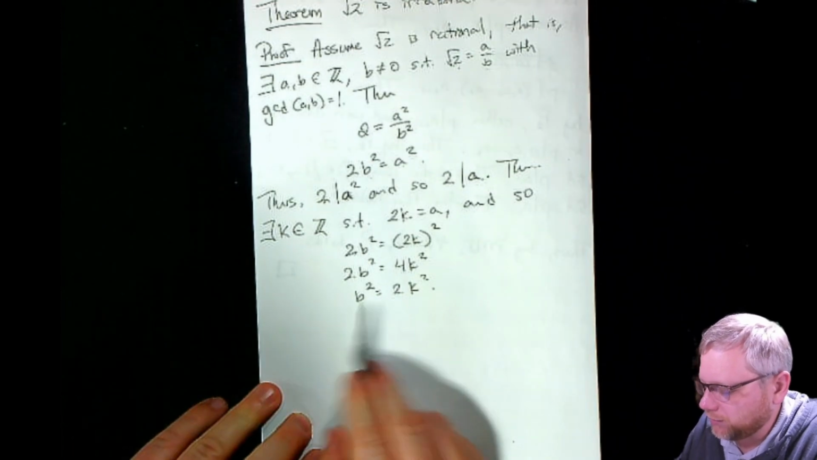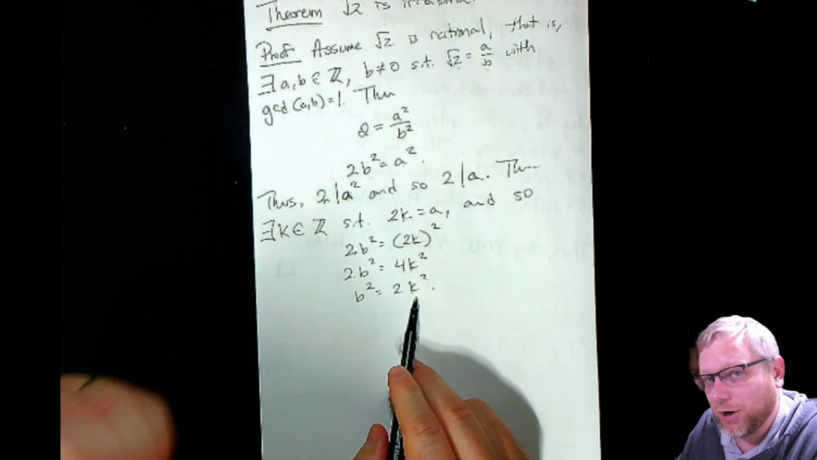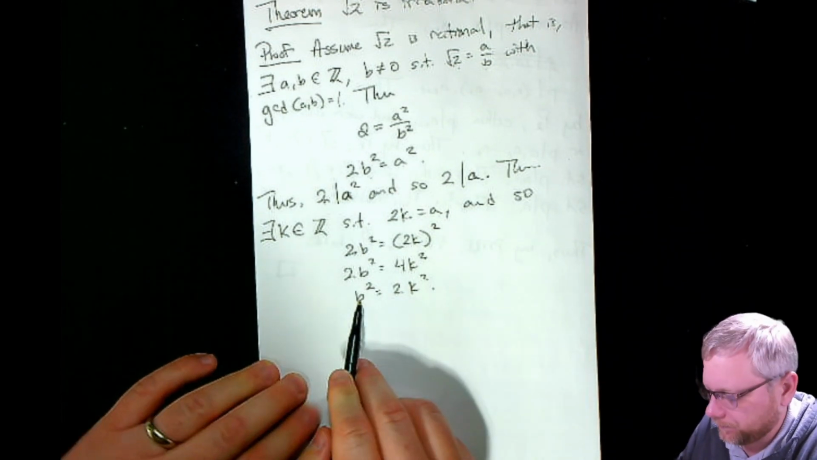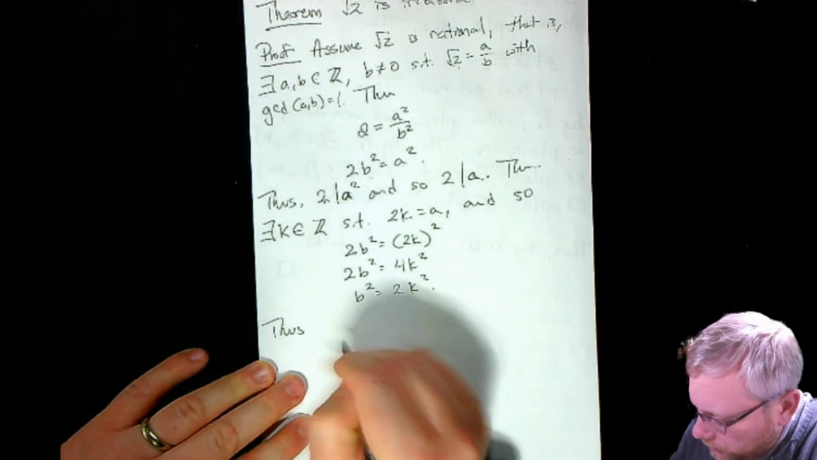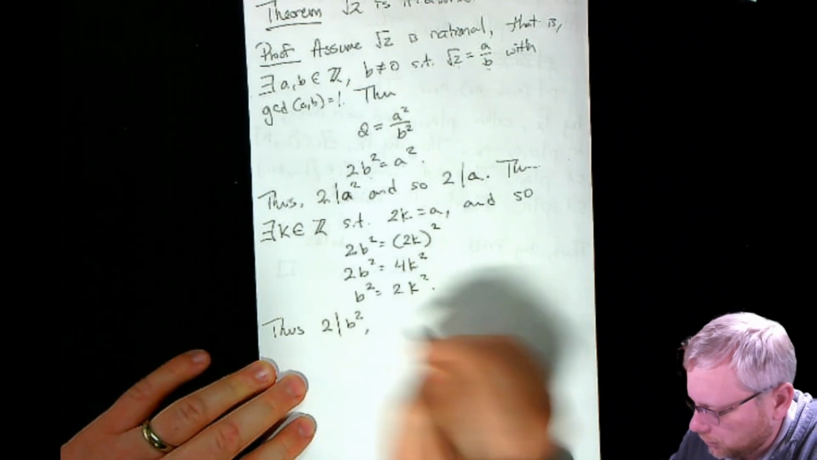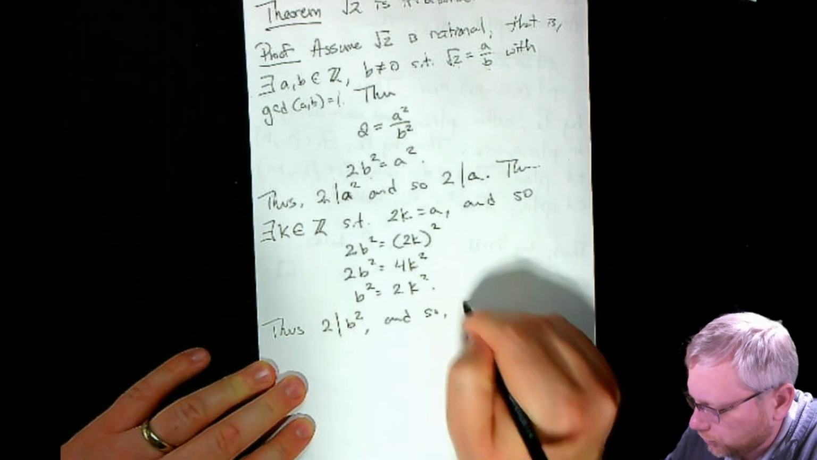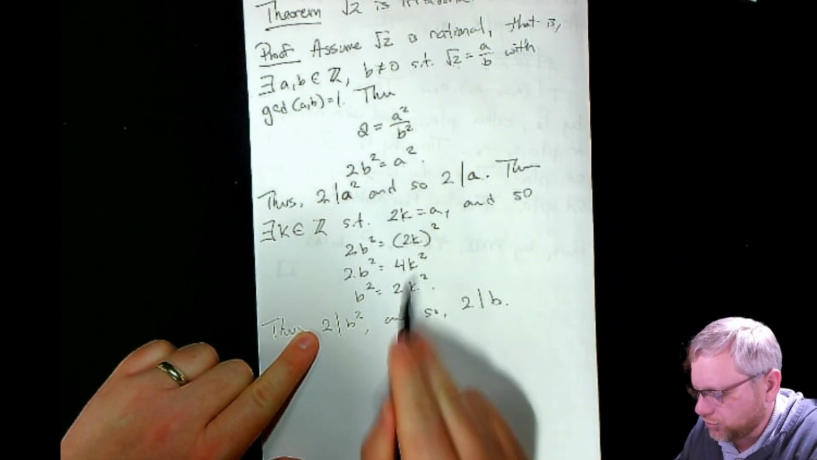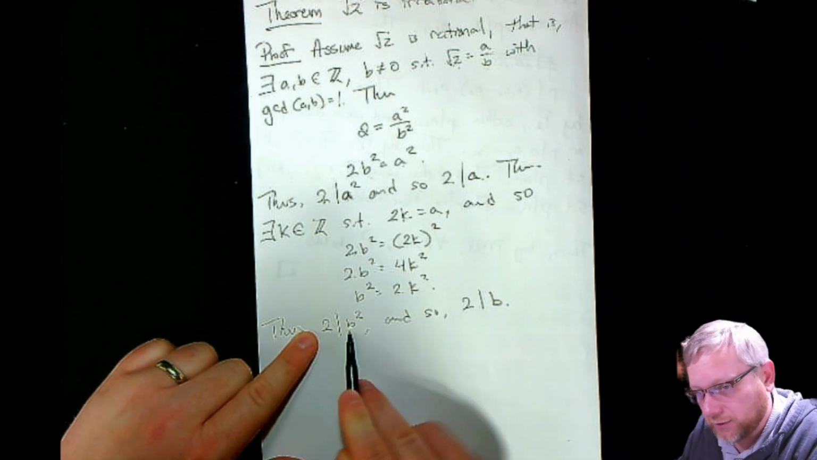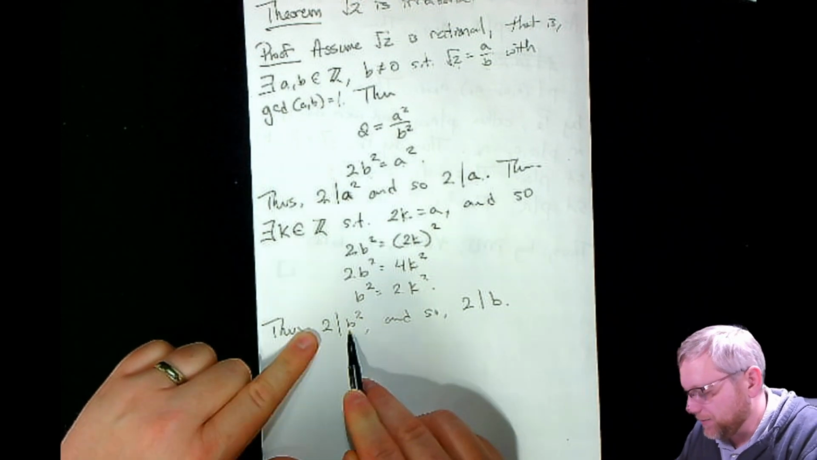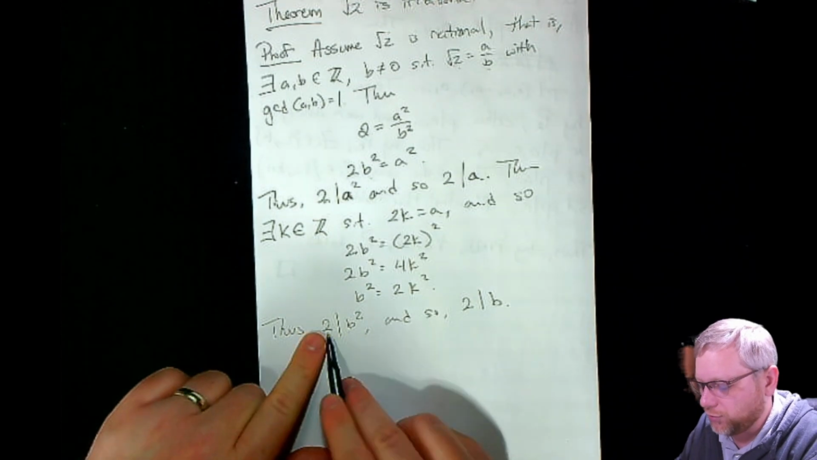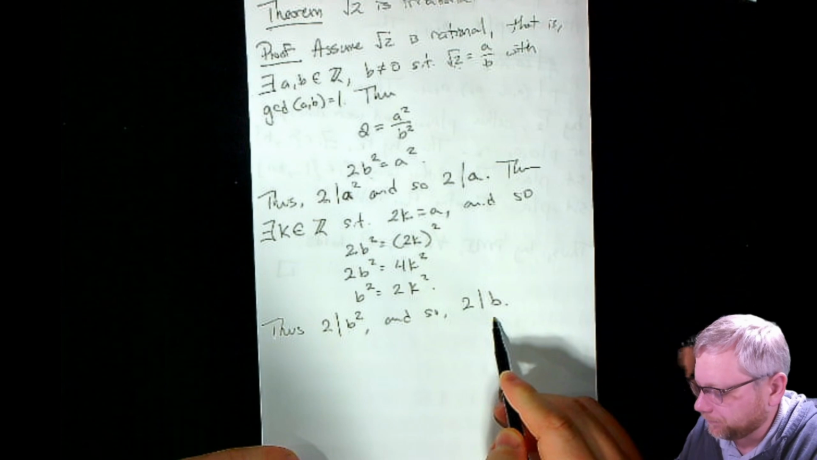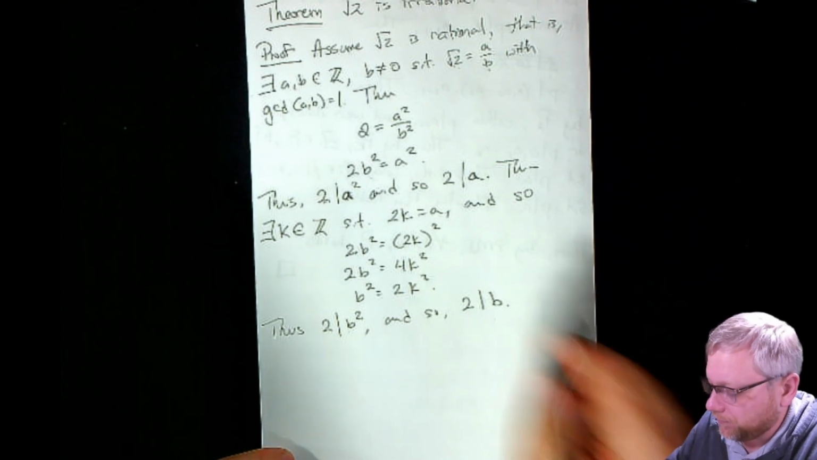Now, b squared is equal to 2k squared. I'm going to apply the exact same argument I just did. 2 times an integer equals b squared. Thus, 2 divides b squared. And so 2 divides b. That's the definition. But then, applying the theorem we did before, 2 divides b times b. Therefore, 2 divides b, or 2 divides b. All right, so 2 divides b.